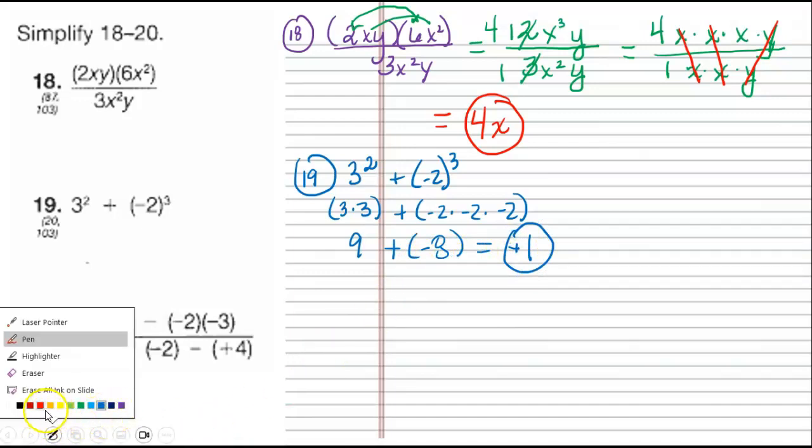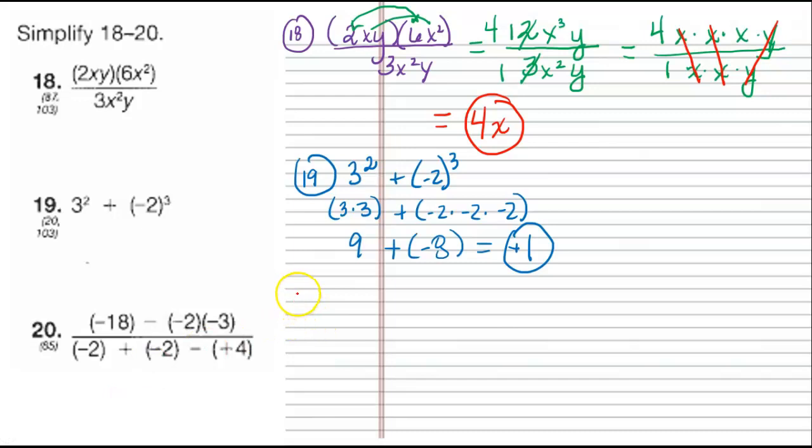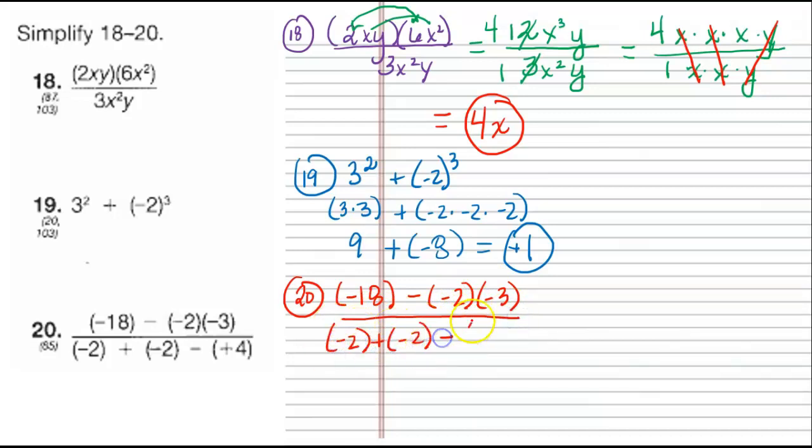Last one, 20. So I have, and I'm just writing the problem down here. I'm not doing anything yet. Negative 2 times negative 3 over -2 plus -2 minus +4. We're going to have to use all of our skills here.